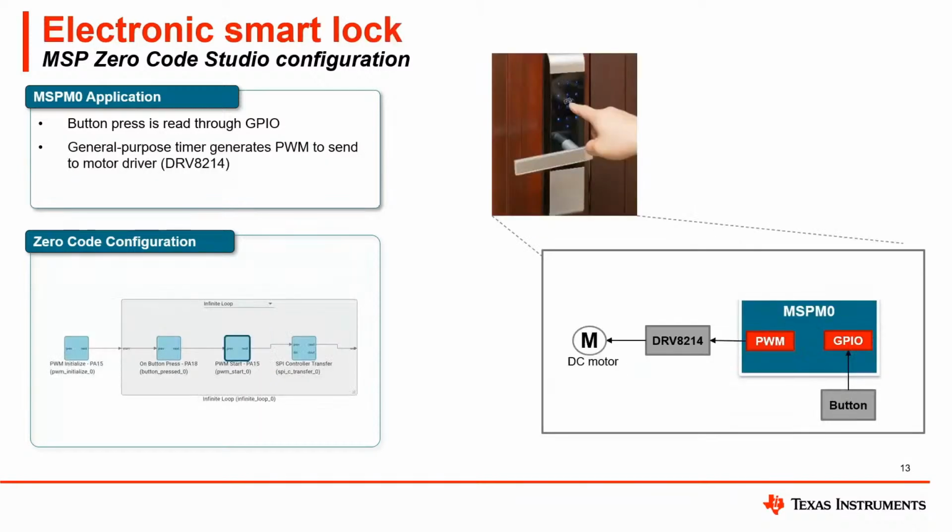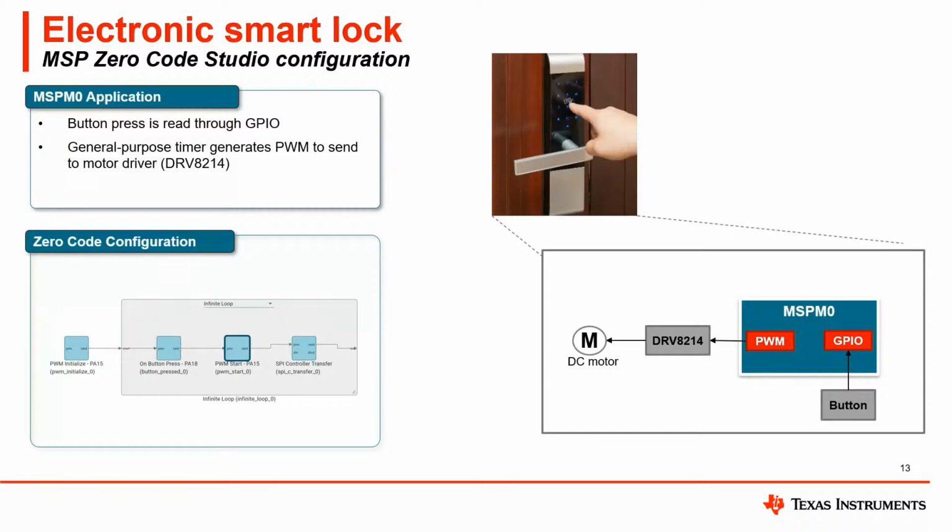Okay. Next, we have the electronic smart lock. In this case, the microcontroller is reading in the button press again through the GPIO in order to tell once it is pressed by the lock. And then instead of processing and communicating up to the host microcontroller or processor, this time the M0 itself is the one who generates the pulse width modulation to send to the motor driver, the DRV8214, to help move the motor and unlock the device.